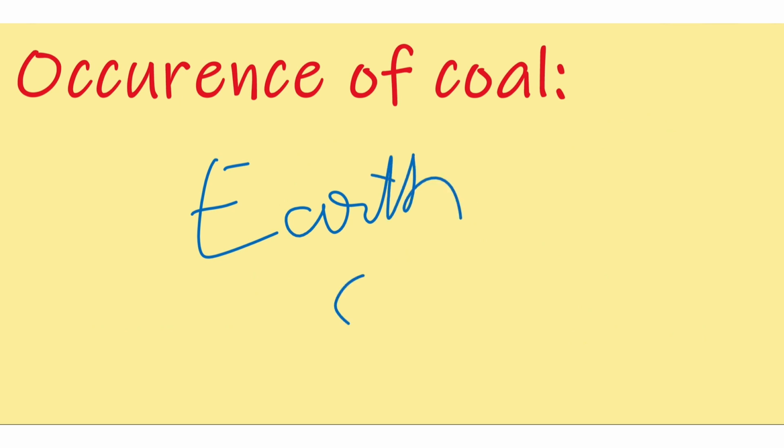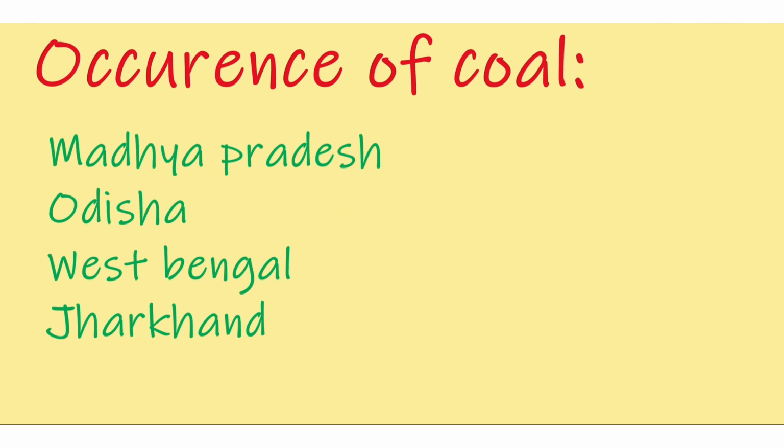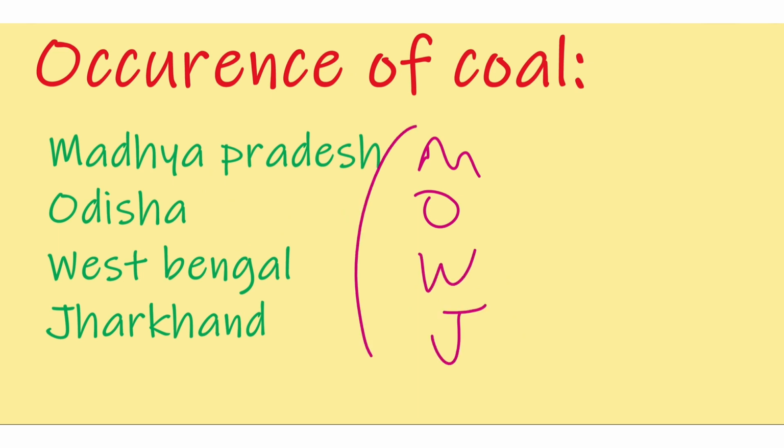So now let's see the occurrence of coal. Coal is generally found deep under the earth's surface, which is the earth crust. Major coal mines in India are located in Jharkhand, Madhya Pradesh, Odisha and West Bengal. Okay? So if you want to remember it easily, you can remember it as MOWJ. M-O-W-J. This is easy for remembering.